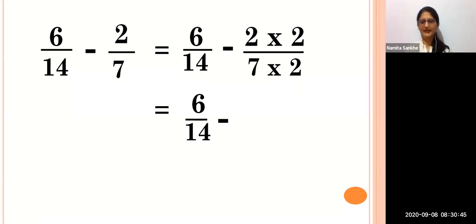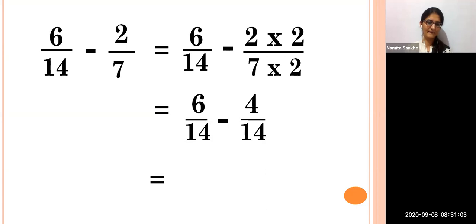4 upon 14. Yes. 4 upon 14. Correct. Yeah, be confident. Yes. 4 upon 14. Correct? Now, I want the next step. Come on, children. Someone else. I want someone else to give the answer. The same child is giving the answer.